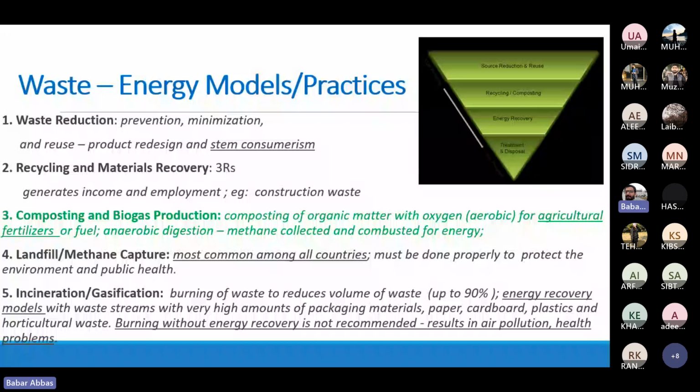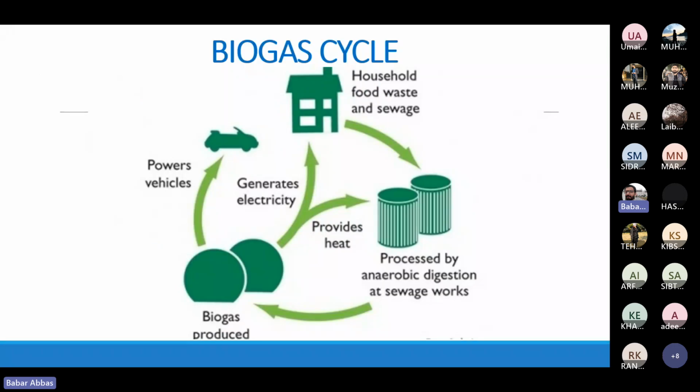Coming back to our original topic, the biogas cycle: household waste and livestock waste is put into anaerobic digestion. Unlike the composting setup where we had an aerobic system, here we have to design a reactor which is sealed and airtight enough, and it should offer anaerobic digestion. Then it results in the production of biogas, which can be utilized in various areas.